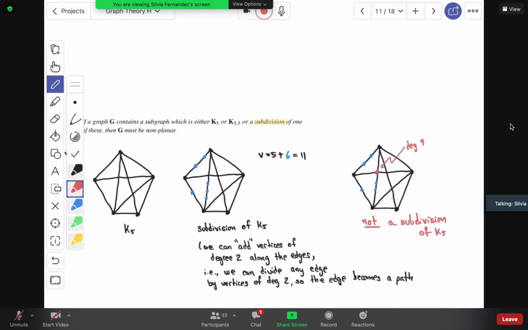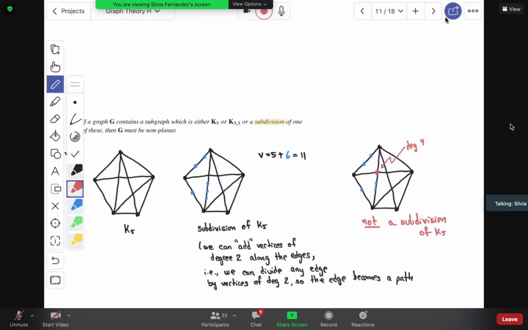Let's see. Was this Gomez? Amber? Well, Amber, go ahead. Yeah, I was just saying, it's because when you add a vertex to the crossing, that vertex does not have degree 2. Exactly. So do not use the crossings as new vertices.